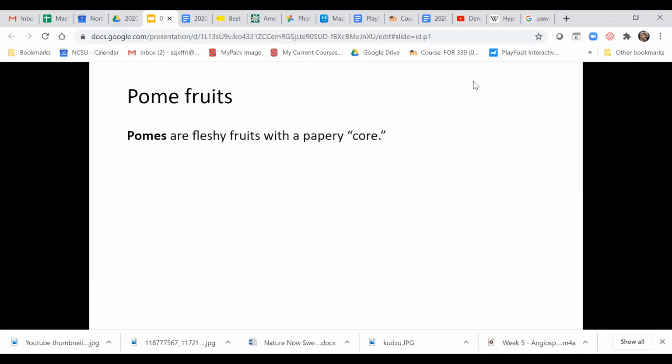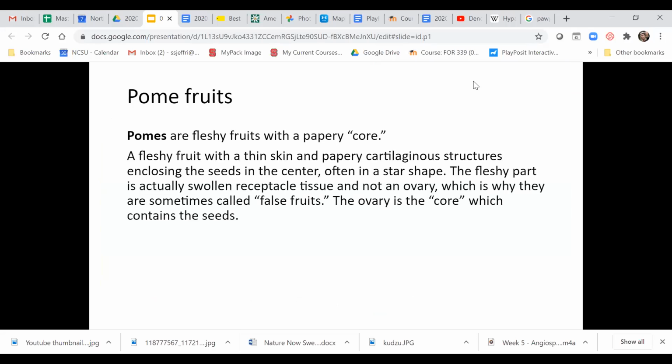So pomes are fleshy fruits, and they have a papery core that's actually the ovary. They usually have a thin skin, and they have this papery, cartilaginous structure that has the seeds in the center. So in an apple, that's what we call the core of the apple. Often there are always 5 seeds. I think that's always true because these are in the Rosaceae family, which has flower parts in 5s.